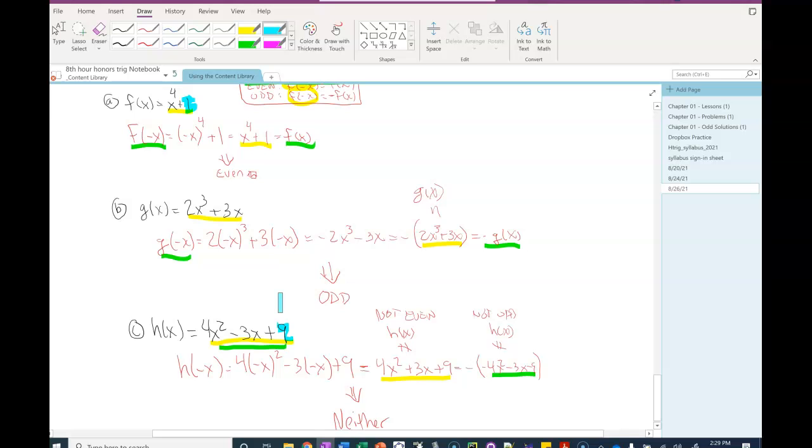Remember, because you can always think of these as having like an x to the 0 tacked on to the end, because anything to the 0 power is still 1. So like 1 times 1 is still 1, 9 times 1 is still 9.